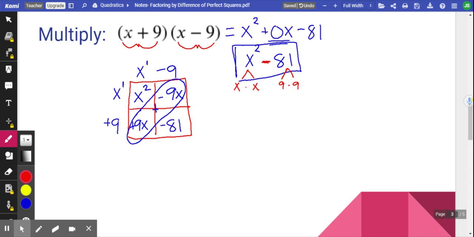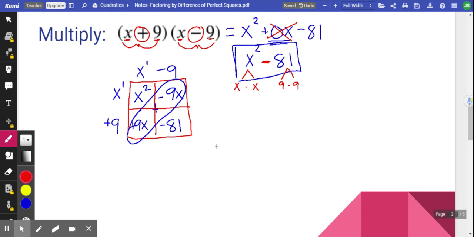And if I look back at the problem that we had at the beginning, I can see that both my parentheses started with an x, both my parentheses ended with a 9, and then inside there was 1 plus and 1 minus, which is what got that middle term to cancel out. So when we're talking about factoring and multiplying, they're opposites of each other. So we can use this form to help us out.